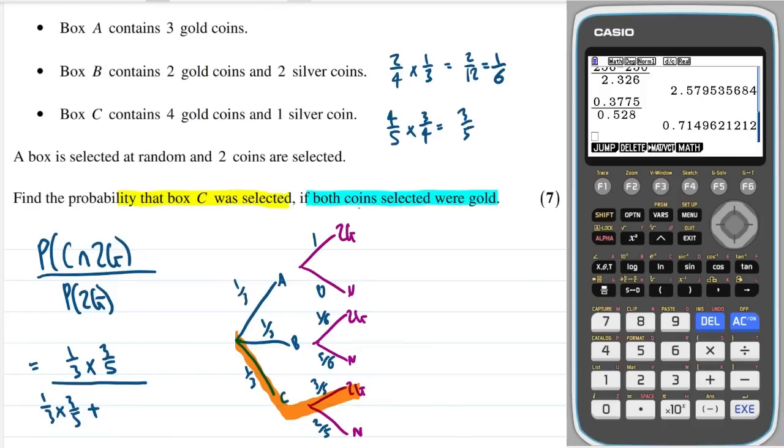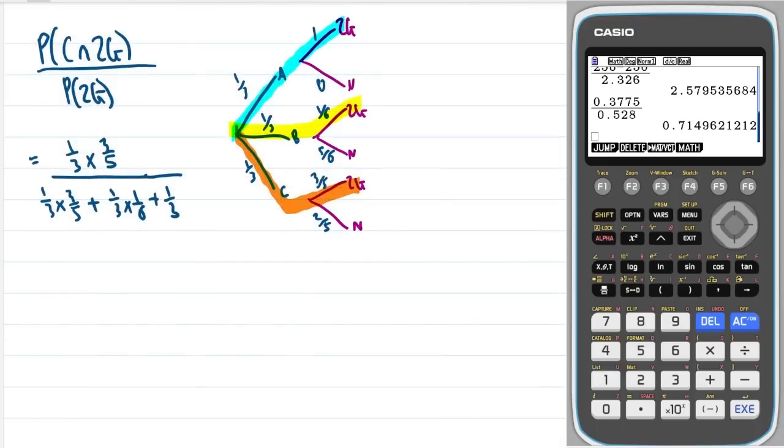Or we can go another way. We can go this way, which is 1/3 times 1/6. Or we could go another way, which would be 1/3 times 1, which is just 1/3. Okay, so that's the calculation we have to do. On top we get 1/5. On the bottom we get 1/5 plus 1/18 plus 1/3. And I can put that into my calculator, and that will give me 18 over 53. Bosh.